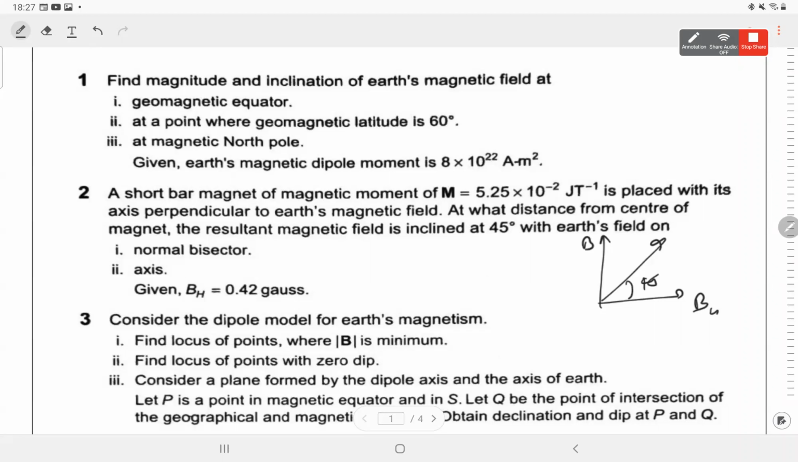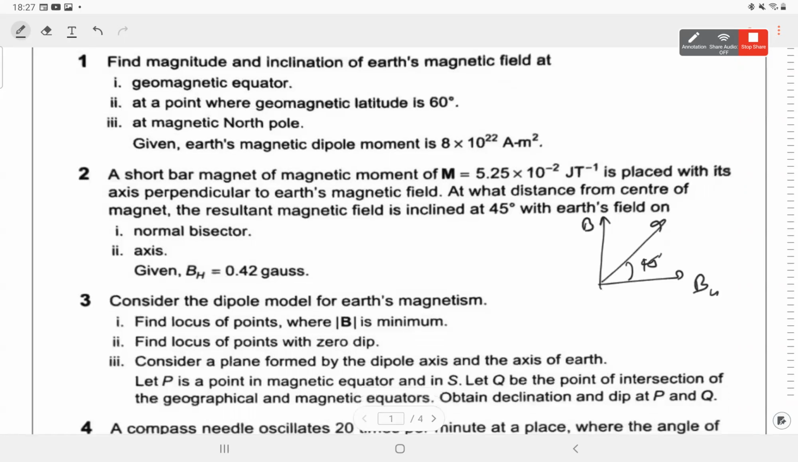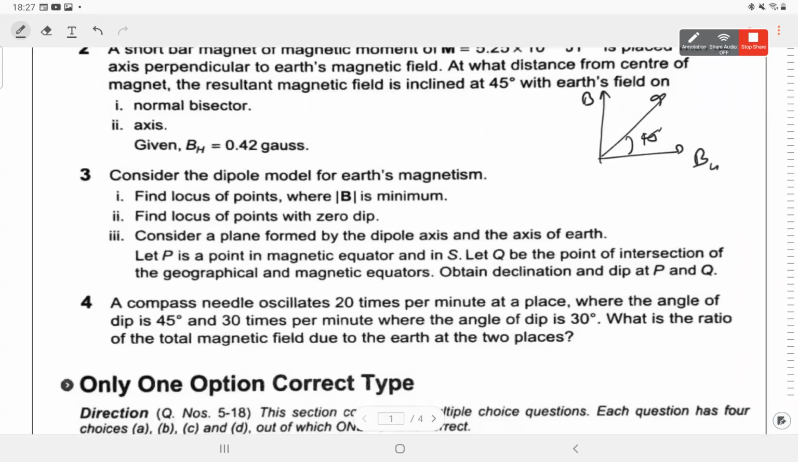Tan 45 is P upon BH. So when they are equal, then the resultant will be making an angle of 45 degrees. Third, consider the dipole model of Earth. Okay, let's skip this.